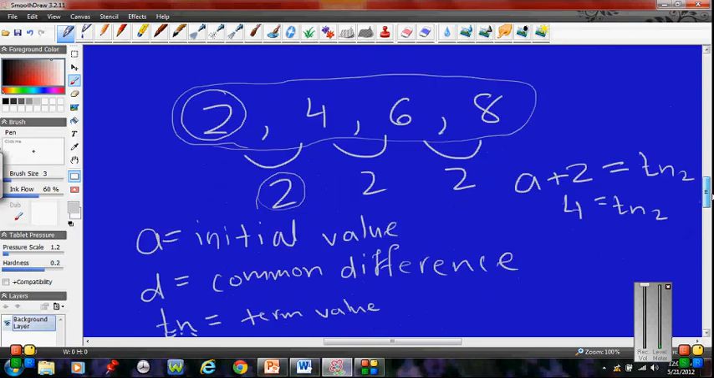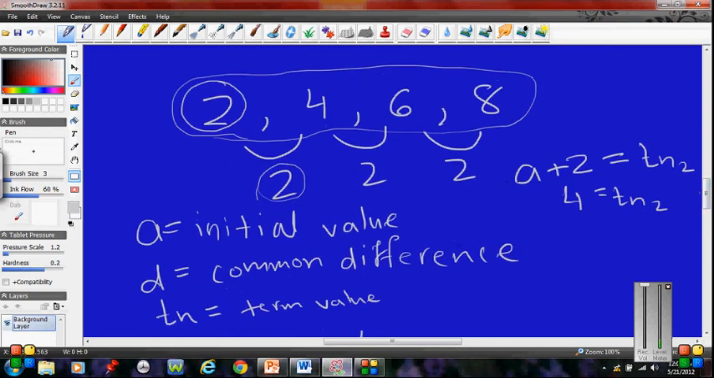So let's look at how we're going to do that now. Let's go from the a value to 6. It's a plus 2d, correct? Because now we have 2 being added to it twice, so we do 2d. Simple enough.